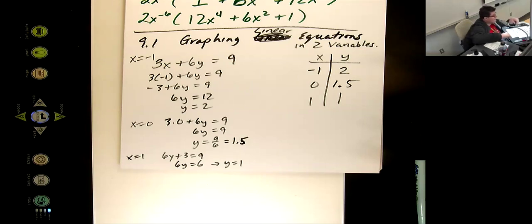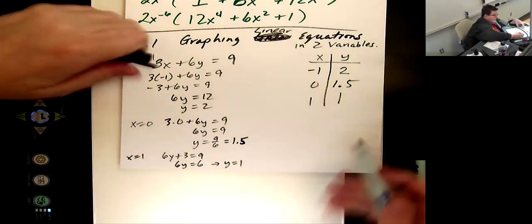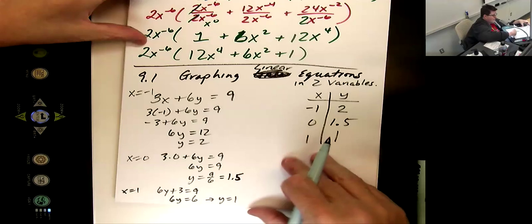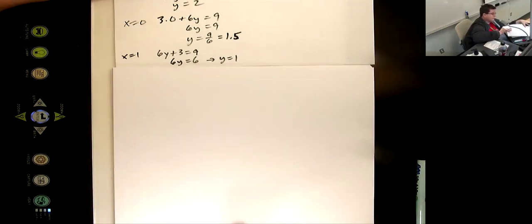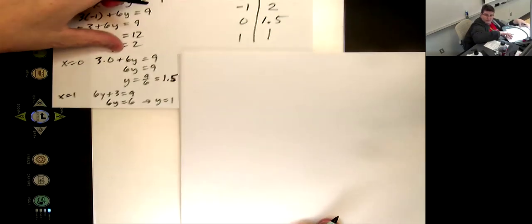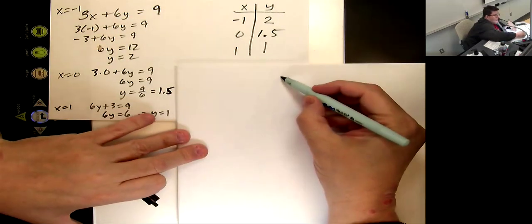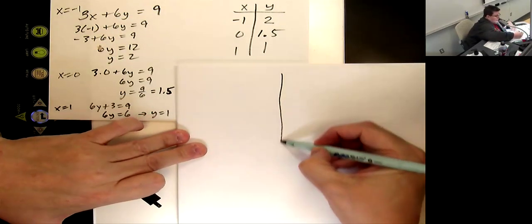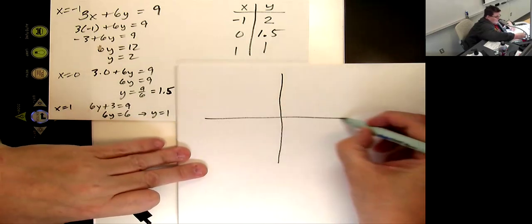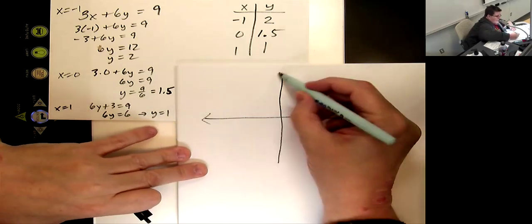Everyone ready to graph it? So I got that's my chart there. When we graph, make a vertical axis and horizontal axis.